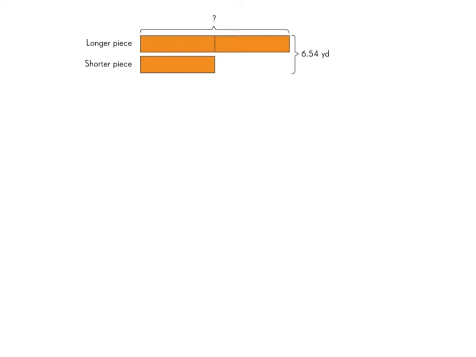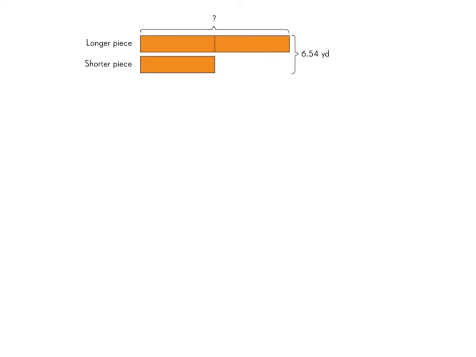Now let's work a problem together that requires us to use 2 steps to find the answer. A piece of metal, 6 54/100 yards long, is cut into 2 pieces. One piece is twice as long as the other. What is the length of the longer piece? Give your answer correct to the nearest tenth of a yard.